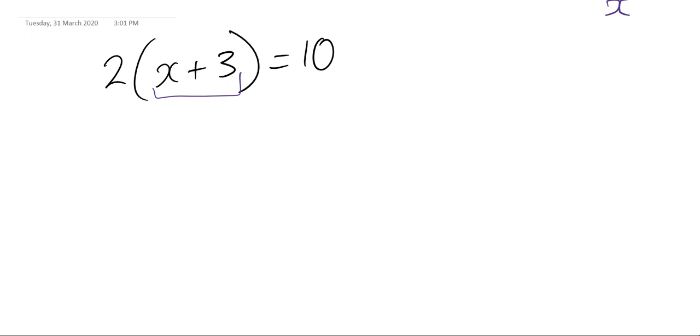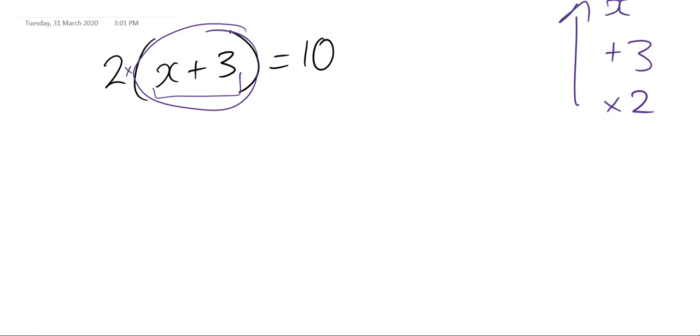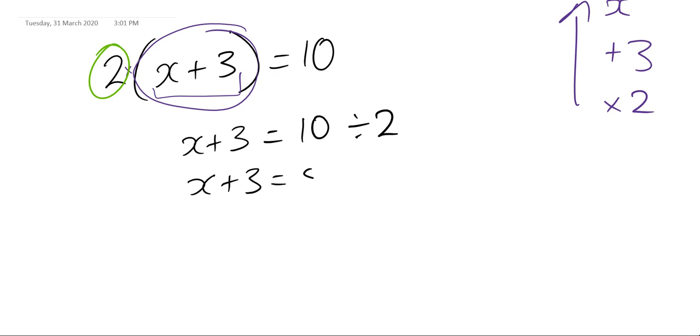We started with x, we added 3, and then this whole expression here was multiplied by 2. So essentially, we just do the opposite. If we get rid of that 2 and move it over, we're left with x plus 3 equals 10 divided by 2. So x plus 3 equals 5.